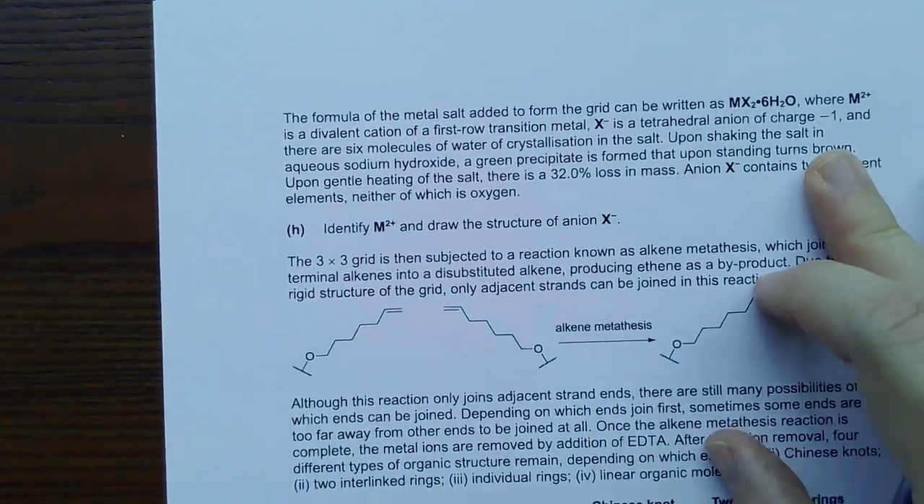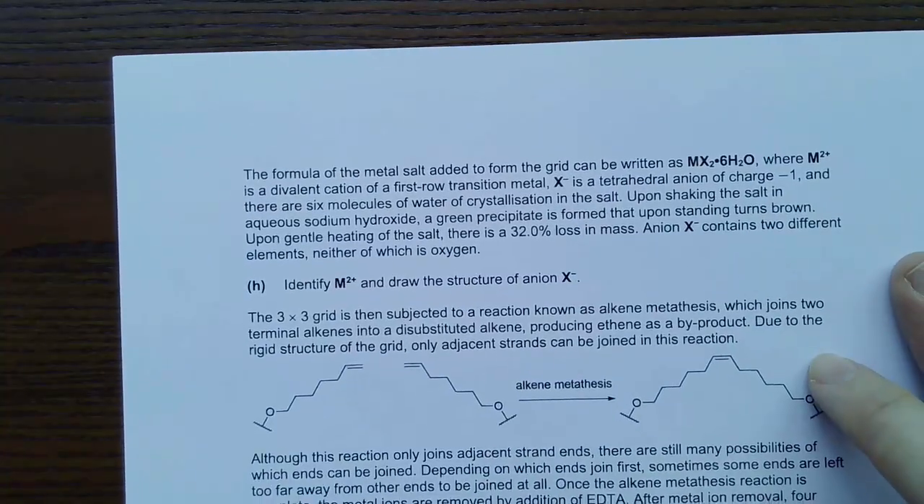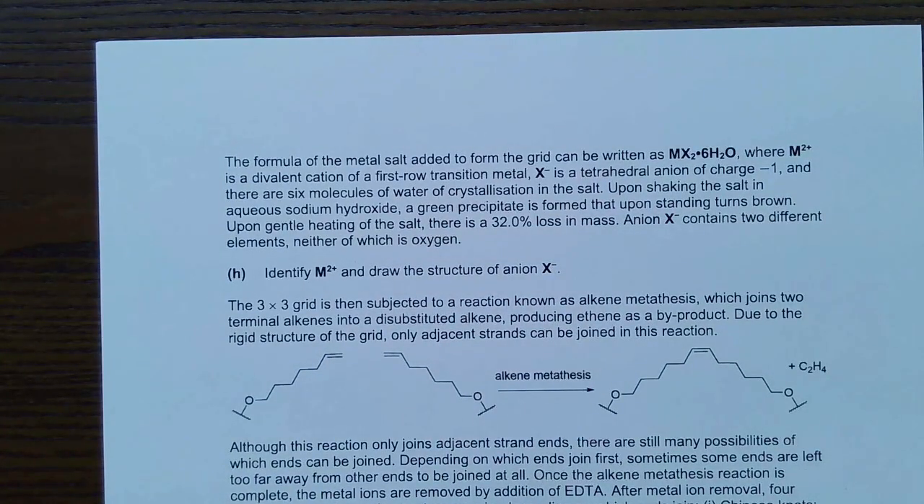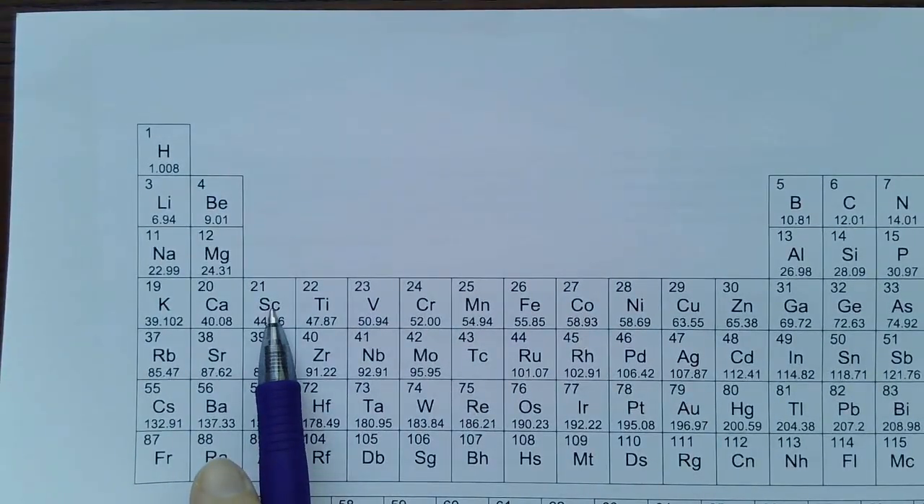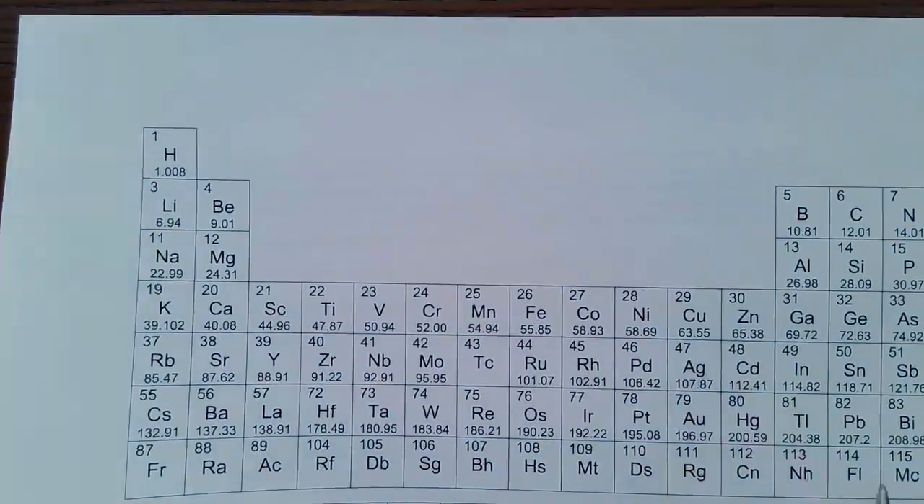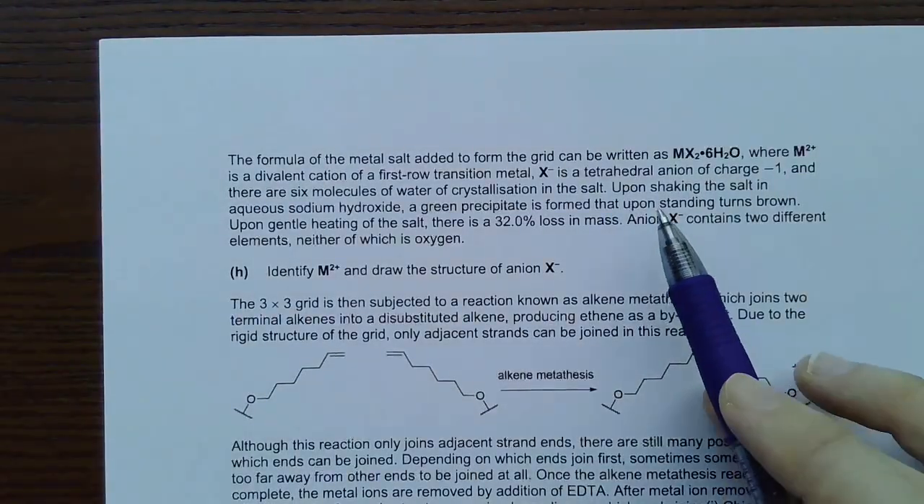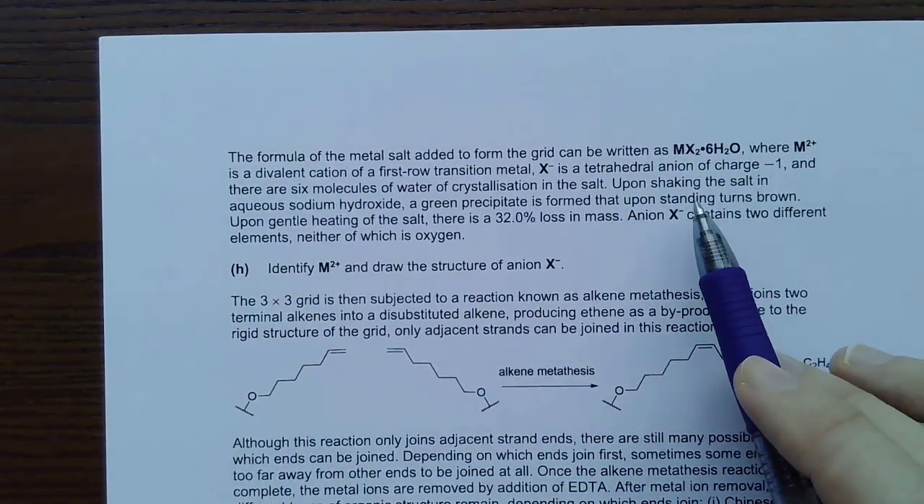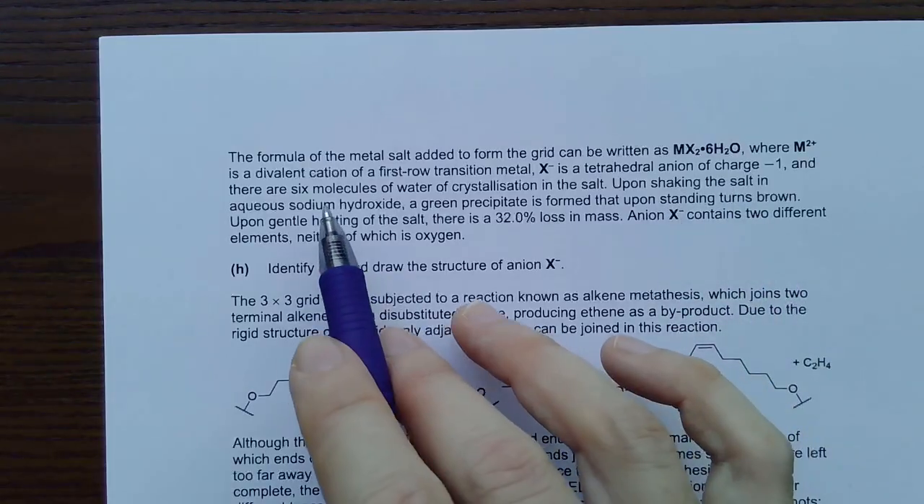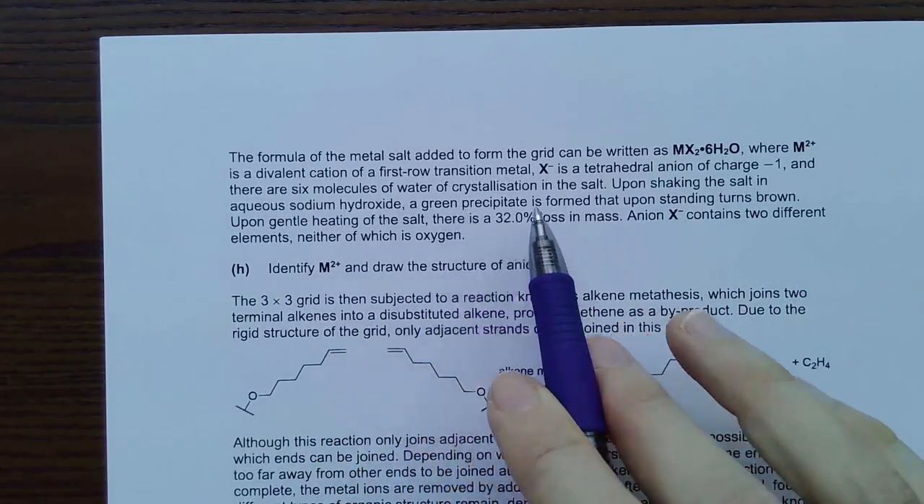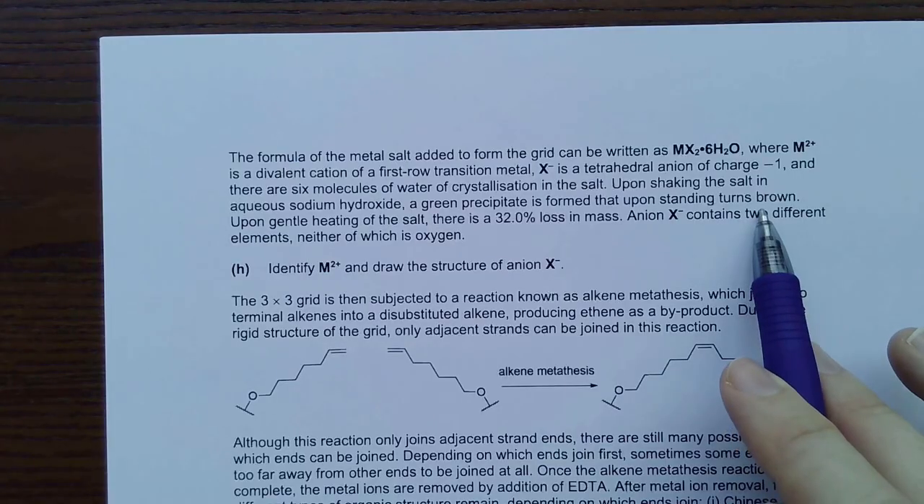Then we have this formula of the metal salt added to form the grid can be written as MX2·6H2O. So it's a +2 cation from the first row transition metal, so that limits us to these here. And we've got a tetrahedral anion of charge -1. Upon shaking the salt in aqueous sodium hydroxide, a green precipitate is formed that, upon standing, turns brown.